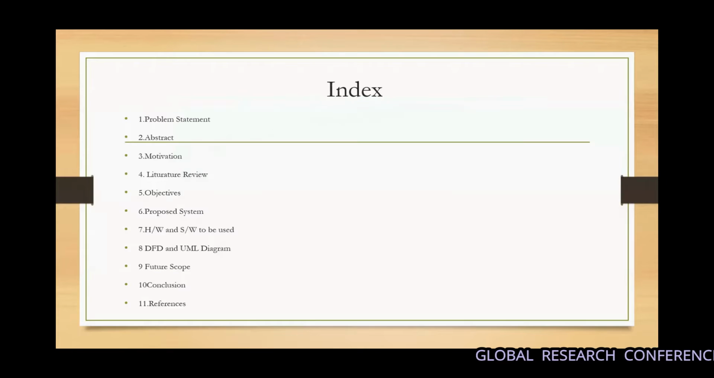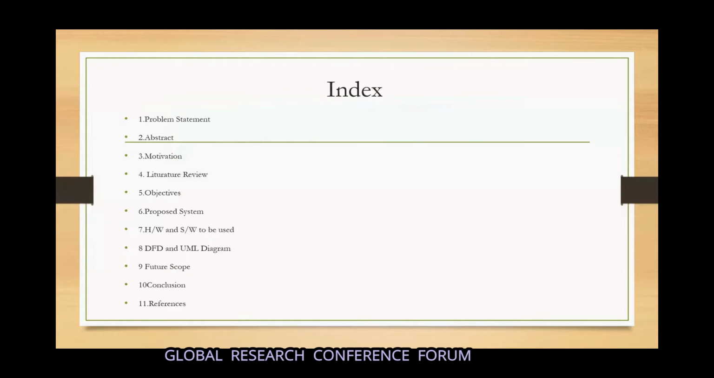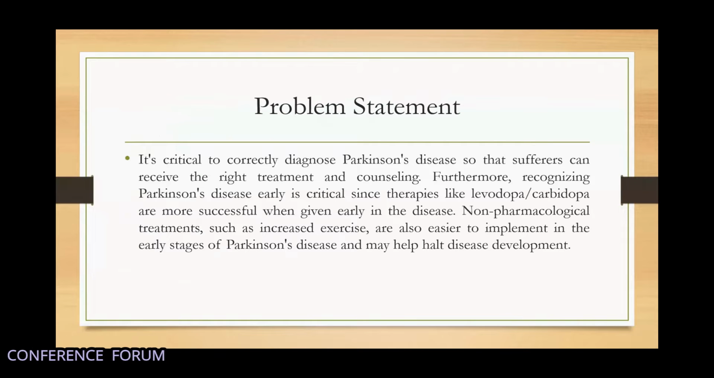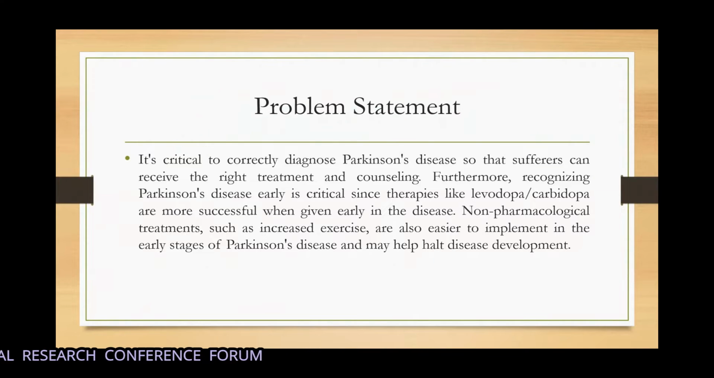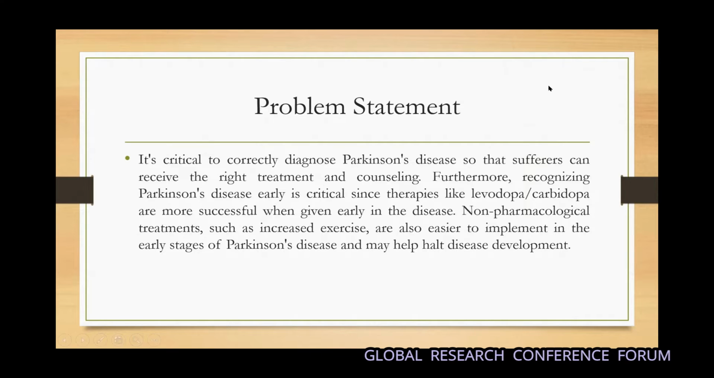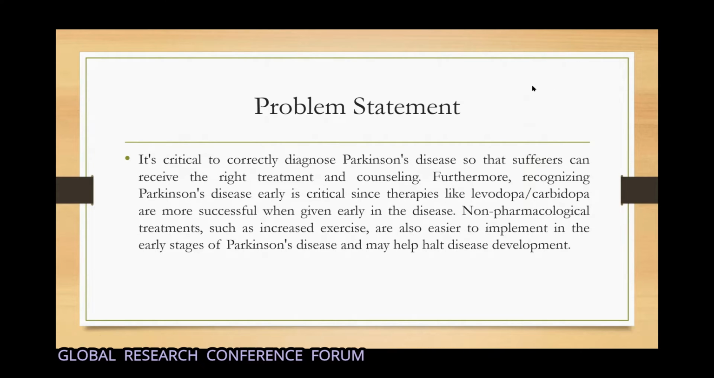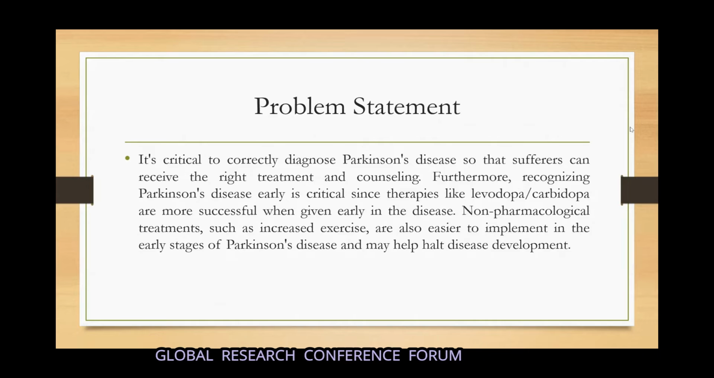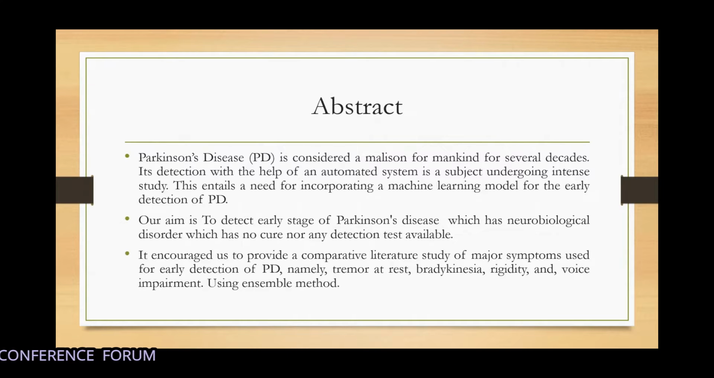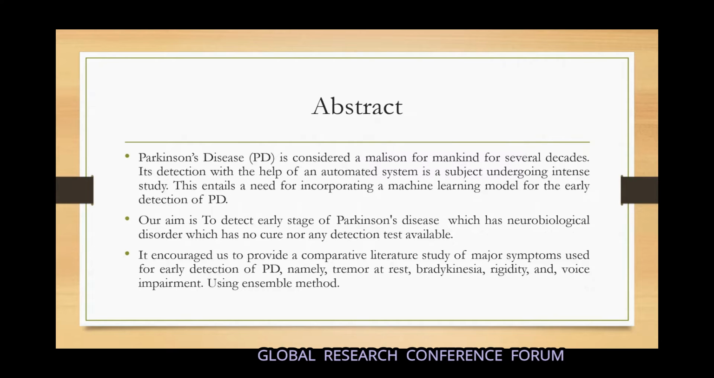Next, these are the contents of our paper presentation. Problem statement: our project is a Parkinson's disease detection system using an ensemble method. Parkinson's disease can be difficult to diagnose, especially in its early stages, because symptoms of other neurological conditions might be confusing. Abstract: our aim is to detect Parkinson's disease in the early stage. It is beneficial for patient life and the healthcare system.